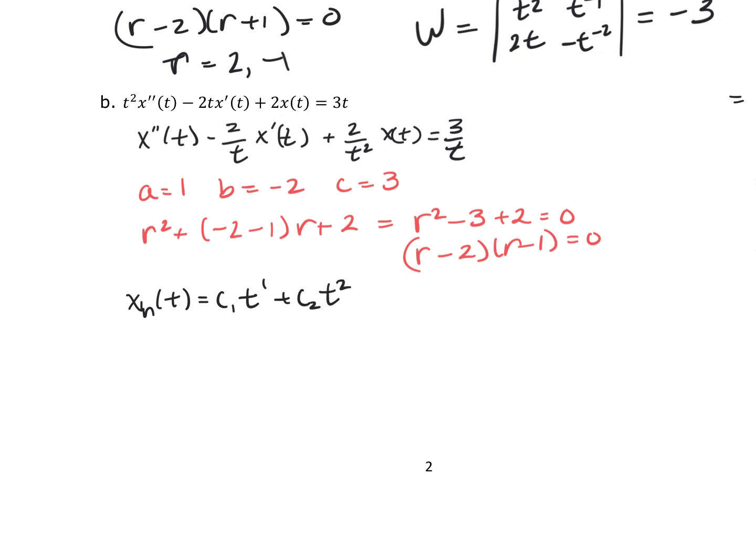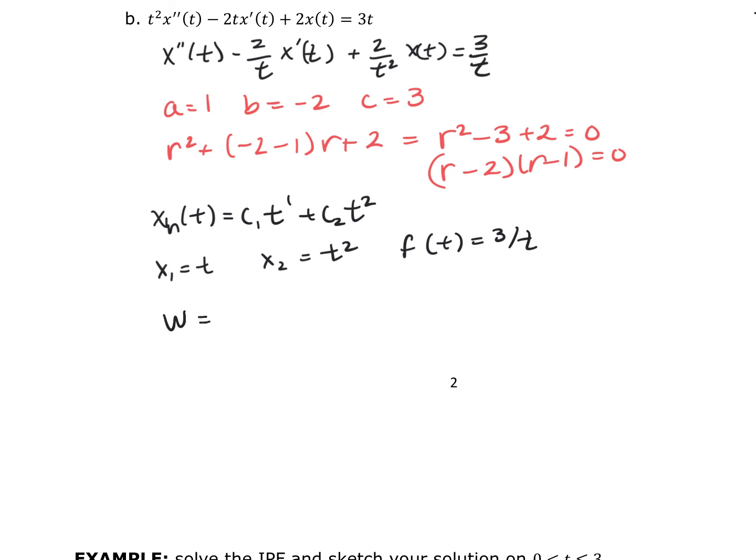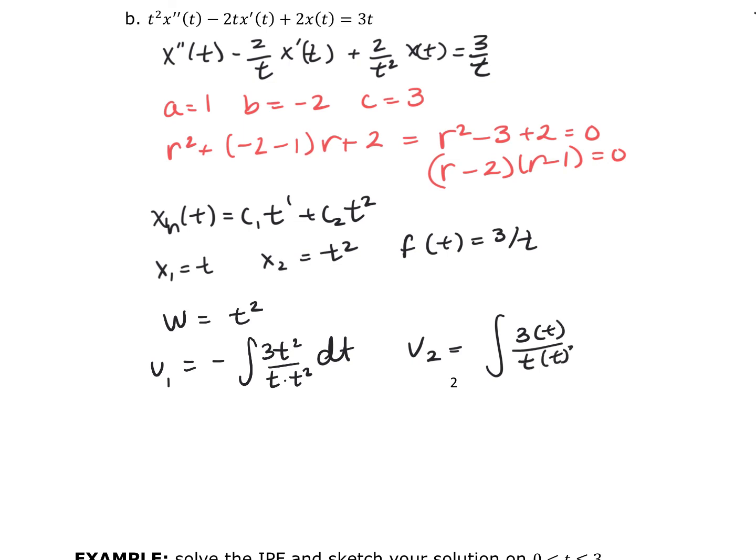I'm going to do my Wronskian, where I have x sub 1 is equal to t, and x sub 2 is equal to t squared, and my function f of t is equal to 3 divided by t. Doing my Wronskian, I'm going to end up with t squared. My v sub 1 is going to be negative the integration of t squared multiplied by f of t, which is 3 over t, multiplied by t squared dt. My v sub 2 is going to be the integration of 3 times t divided by t squared dt.